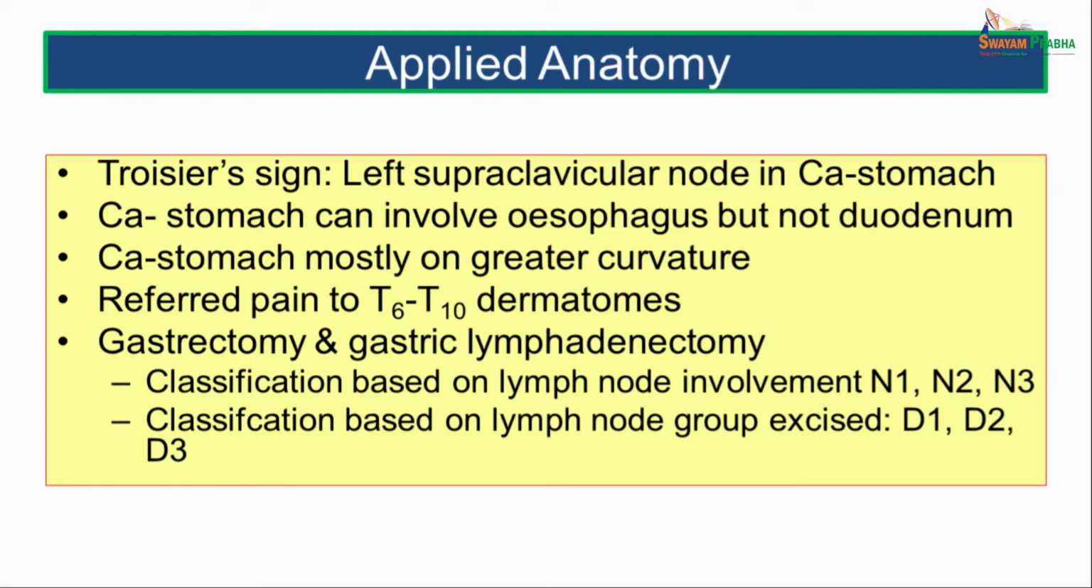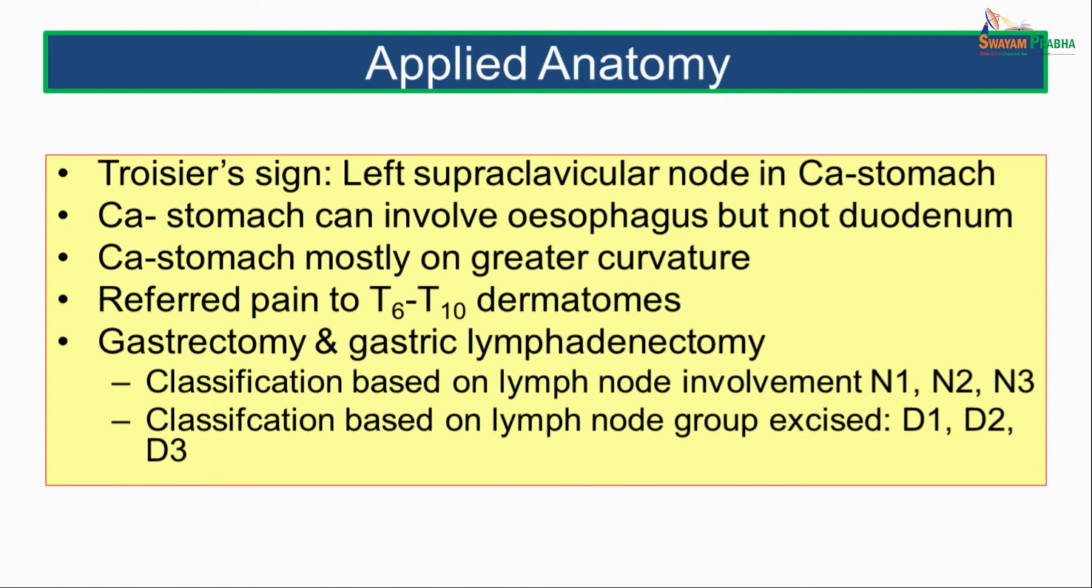The Troisier sign. In cases of the carcinoma of the stomach, the left supraclavicular node is enlarged. So, this is a sign that if we see enlargement of the left supraclavicular node, this could be because of a primary malignancy in the stomach.